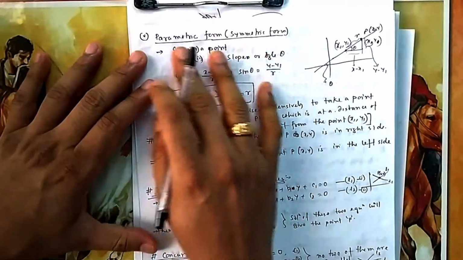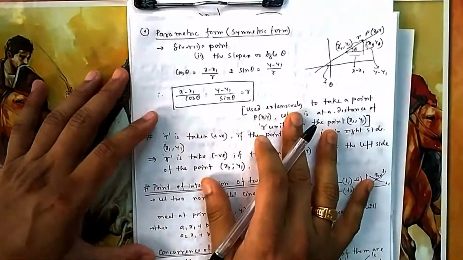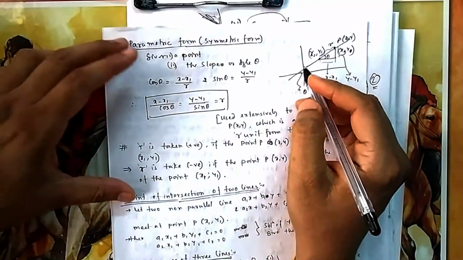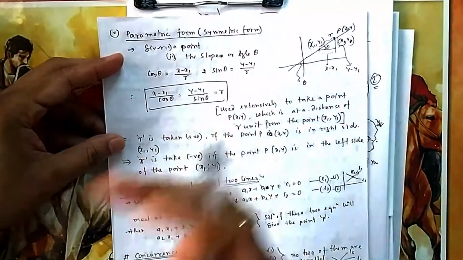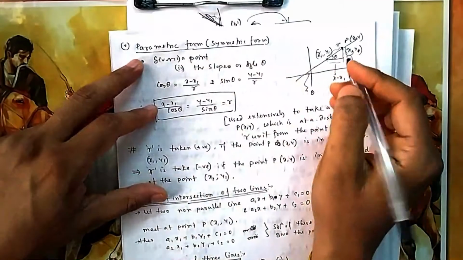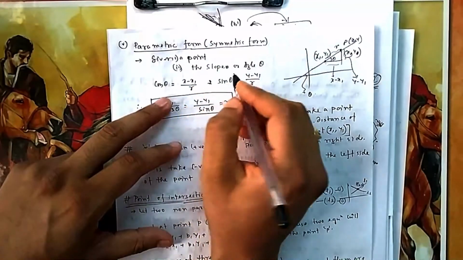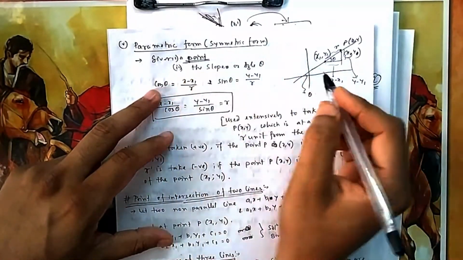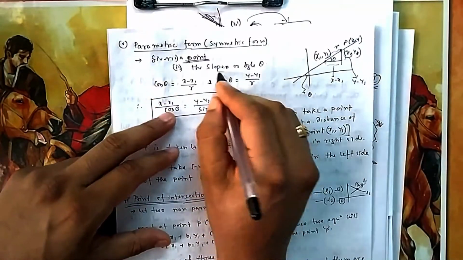So the last format is known as parametric format. What is known as parametric format? There are other formats also. You will see normal form, but not as such. This parametric form is known as symmetric form. What is given here? A point is given to you, and the slope or angle theta.